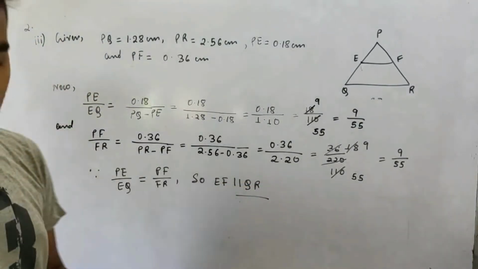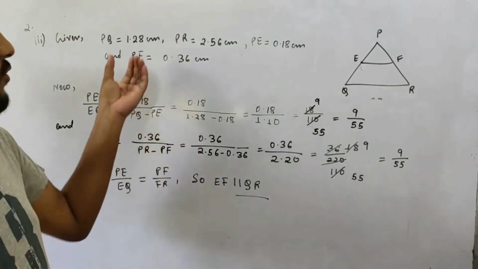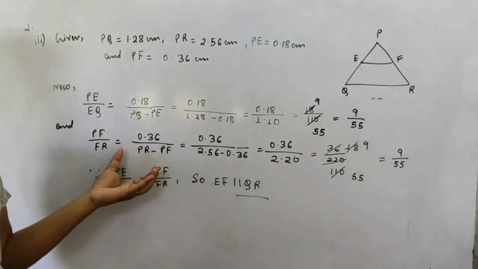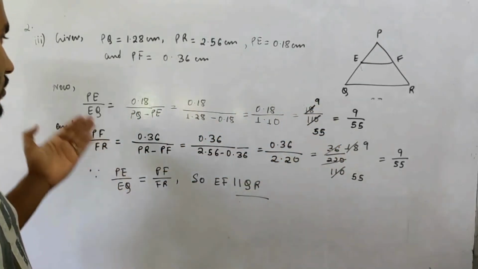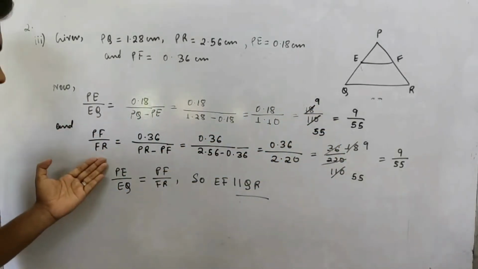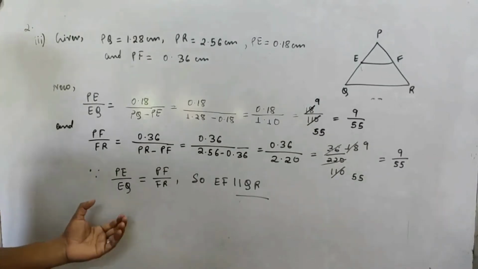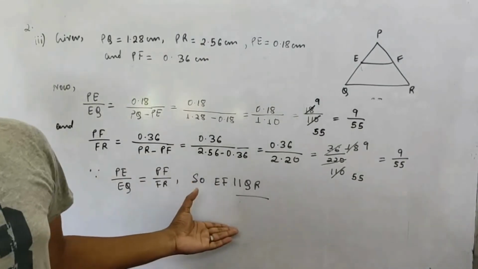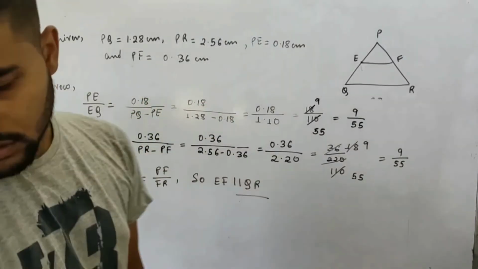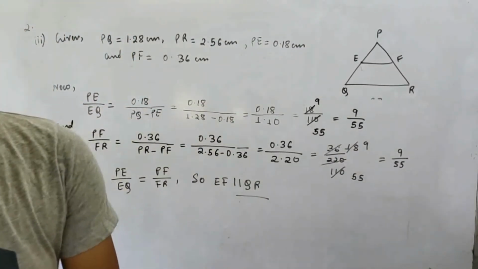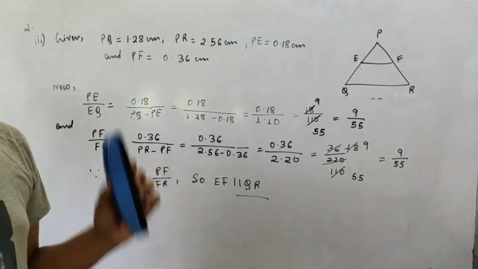Same way, number 2 you try by yourself. In number 2 all the values are given, no need to do any subtraction. Just see whether the ratios are equal or not. Check whether PE by EQ is equal to PF by FR or not. If it is equal, then you simply write EF is parallel to QR. The decimal part you can solve. It is now easy for you. You are class 10 students now. So this way you try number 2.